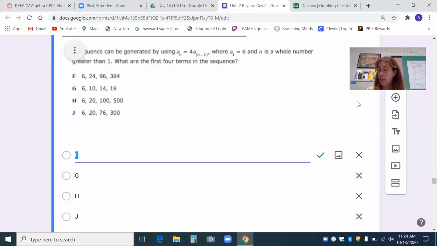Other than that, I just wanted to make sure everybody knew how to use that shift 6 key if you're putting in exponents and how to use that Desmos calculator.